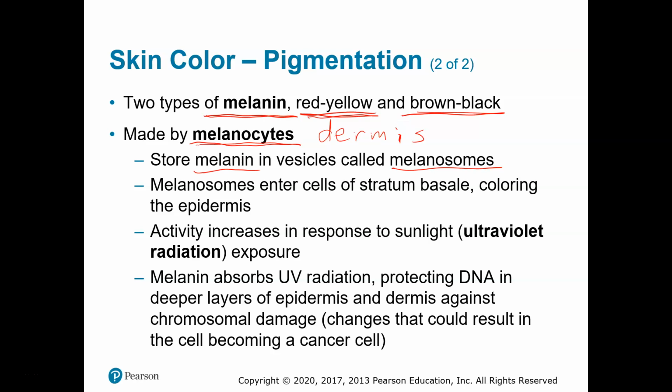So melanosomes, those vesicles that contain melanin, enter the cells of the stratum basale, coloring the epidermis. In response to sunlight or ultraviolet radiation exposure, which can include tanning beds as well, the melanin absorbs the UV radiation, and that protects the DNA and the deeper layers of the epidermis and the dermis, protecting the skin from cancer. But obviously, too much ultraviolet radiation will cause skin cancer.